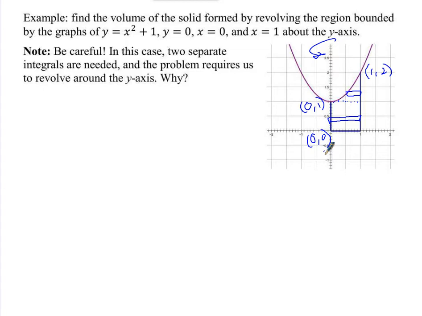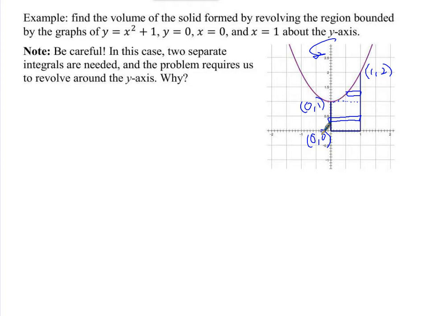Now, what method am I going to need to use? Let's do this one first. What method will I have to use here? That is the disk method. As this revolves, this shape right here is directly on the axis of revolution, which means that there's no hole being formed. So I can use the disk method on that. So let's set it up.